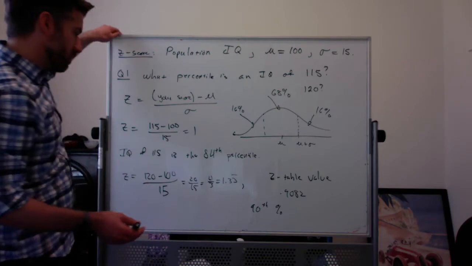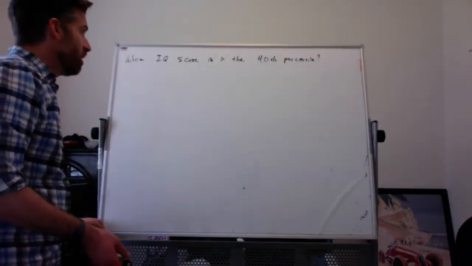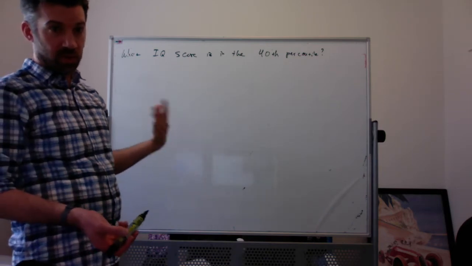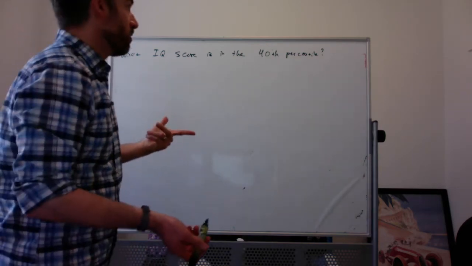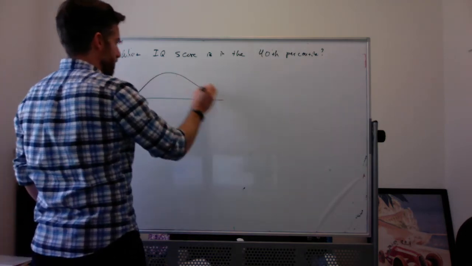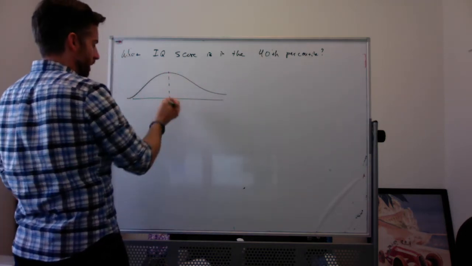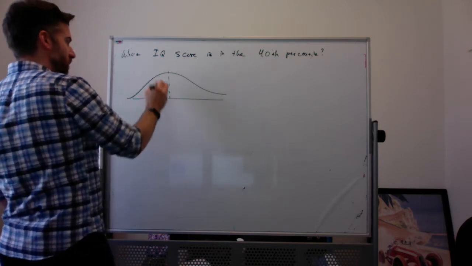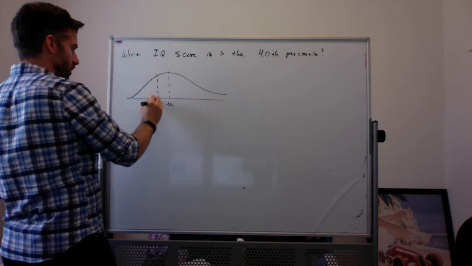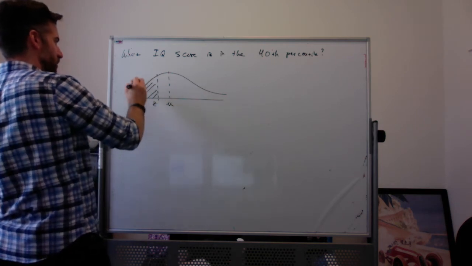Looking at the other side of things, you could also ask the reverse direction. What IQ score is the 40th percentile, meaning greater than 40% of the population? For this one, you're trying to find the IQ score based on the Z-score. If we're trying to be in the 40th percentile, well, the mean is the 50th percentile. Here's the score we're looking for that's greater than 40% of the population.